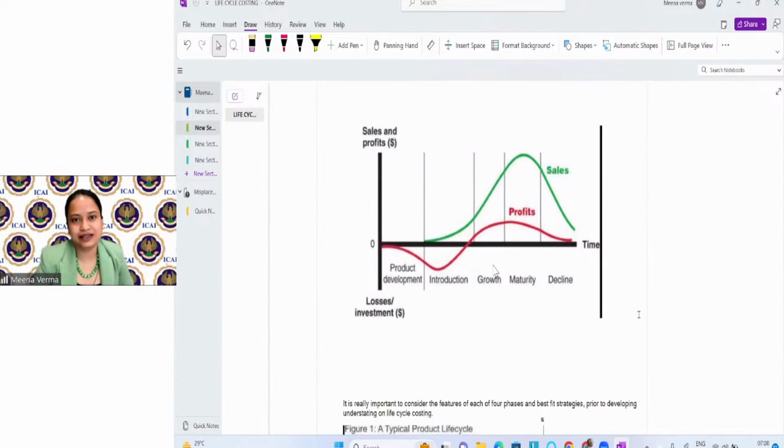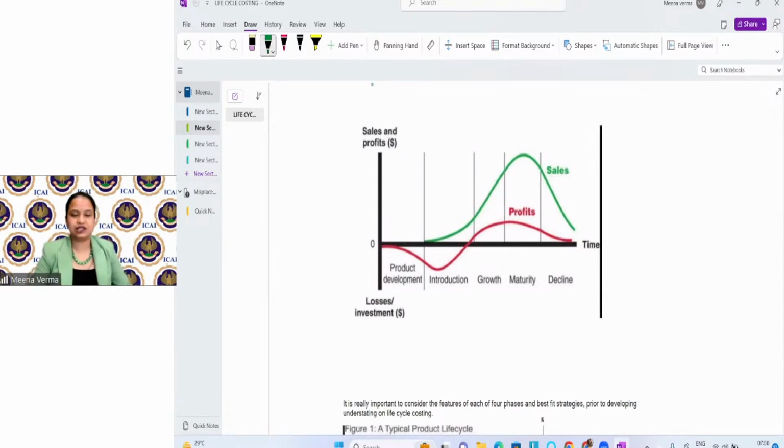Today we are learning about the continuation of cost management techniques. As we discussed in the last session, we will cover two topics today. One is life cycle costing, and the second is Pareto analysis. Then we will solve some questions related to these topics. Let me start with life cycle costing.